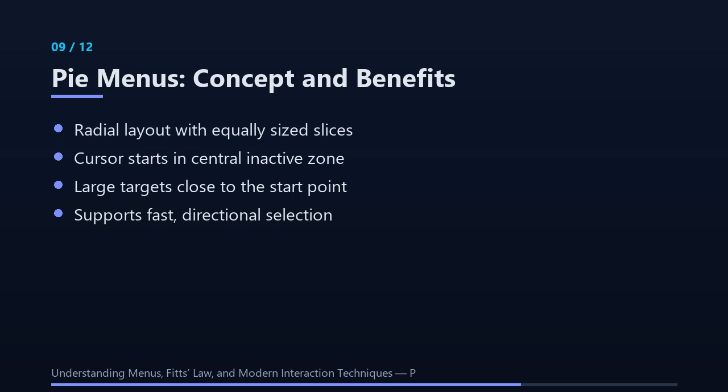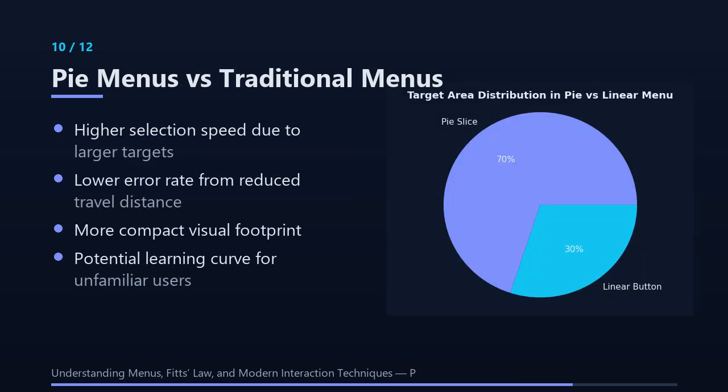This design leverages Fitts' law: the distance A is minimal, and the width W of each slice is relatively large, resulting in a low movement time. For novice users, the visual layout is intuitive, while experienced users can develop muscle memory for rapid selection. Pie menus have been employed in games like The Sims and in browsers such as Mozilla to provide efficient context actions.